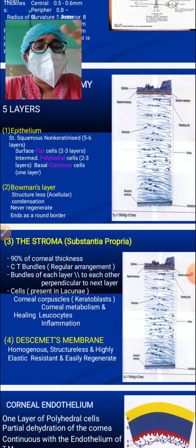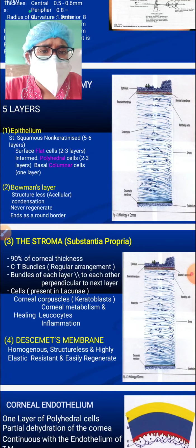Now, the refractive media are supposed to be transparent, so the cornea is very transparent. For that, the anatomical structure of the cornea is very important. This transparency is maintained first by the epithelium, because it doesn't allow any substance to enter into the stroma, which would prevent its transparency.